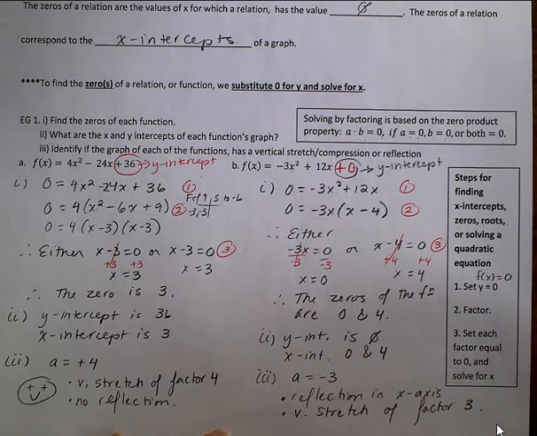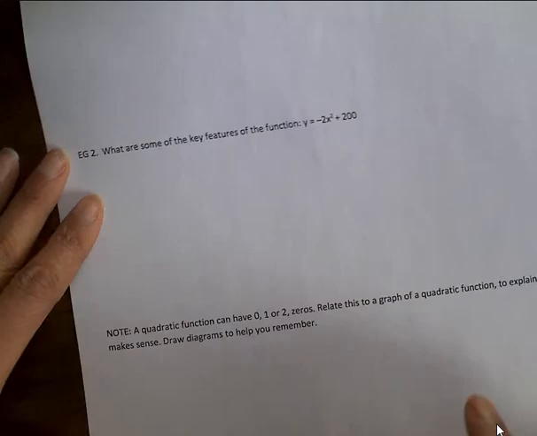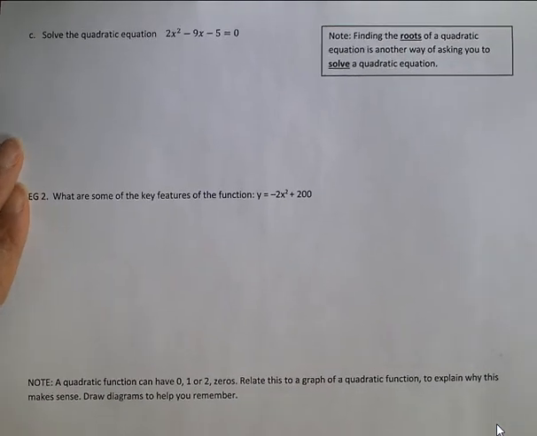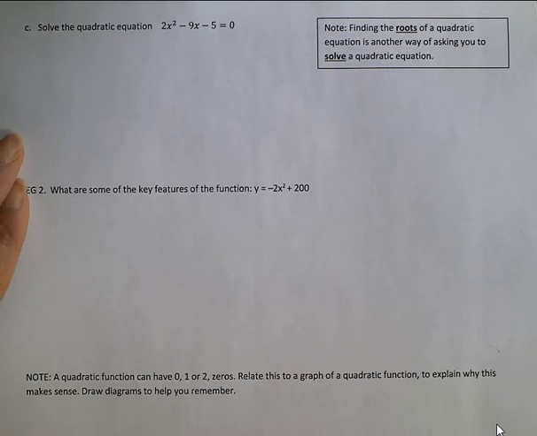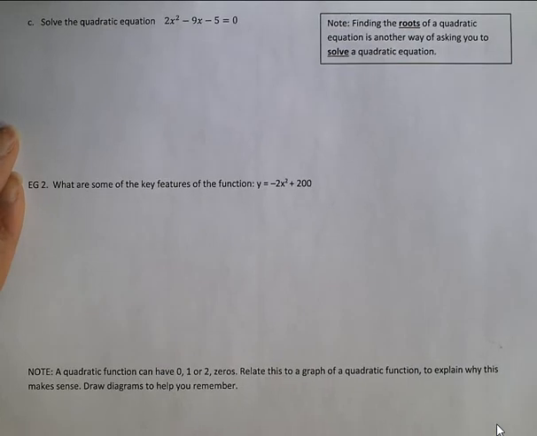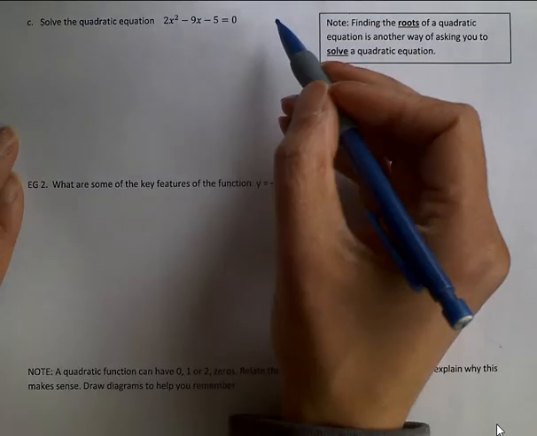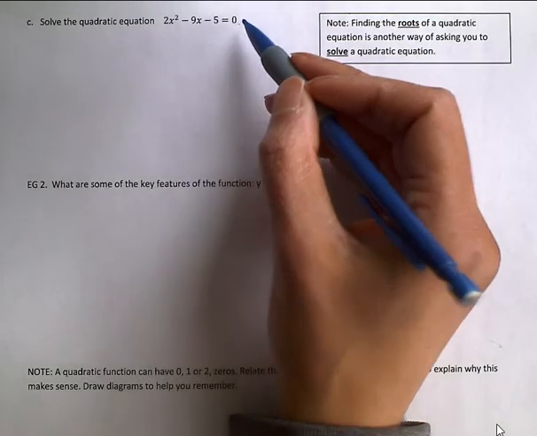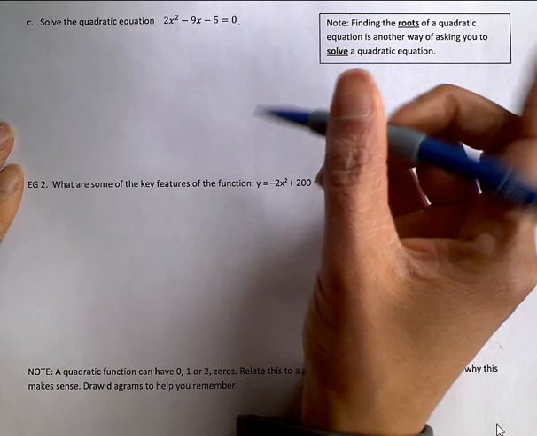Okay, we're on the back. So I'm just using different vocabulary, but our steps are actually going to be the same here. So C says to solve the quadratic equation. Now this is already set equal to 0, so I can skip step 1. Solving the quadratic equation, I'm going to do it by factoring.